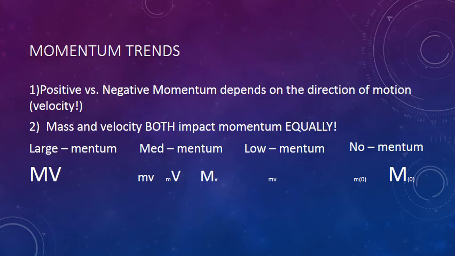A low momentum could be created with a small mass and a small velocity. And when we talk about an object having no momentum, we're going to assume that all our objects have some sort of mass to them, but whether it's a small mass object or a large mass object, to have no momentum, it means they have no velocity or zero velocity, so they're not moving at all.